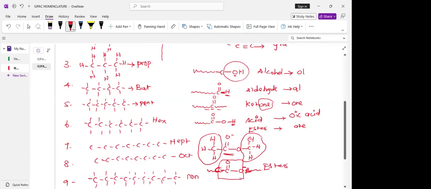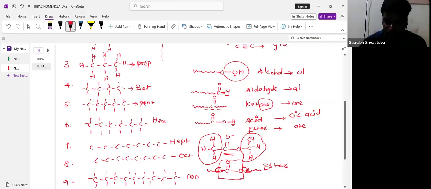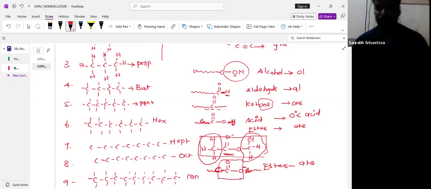Acid means it is connected with the carbon here, and the oxygen is not connected with a carbon, it is connected with hydrogen. Then it is called an acid. Here carbon is connected, so we say it is an ester, and here we say ATE. Later I'll write the names one by one, how to name the elements. Now you just have to remember this.